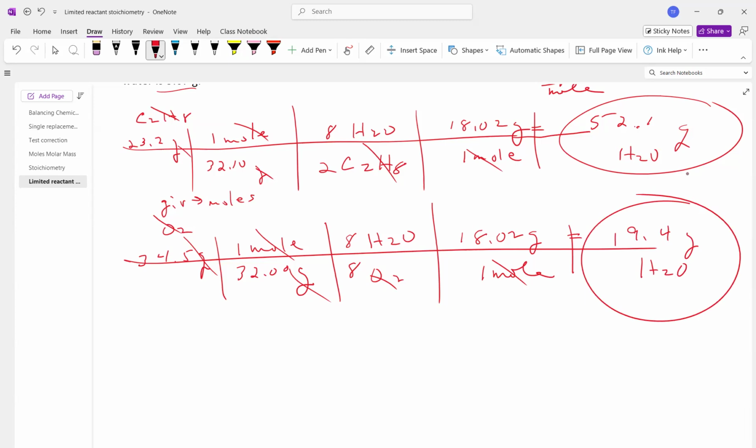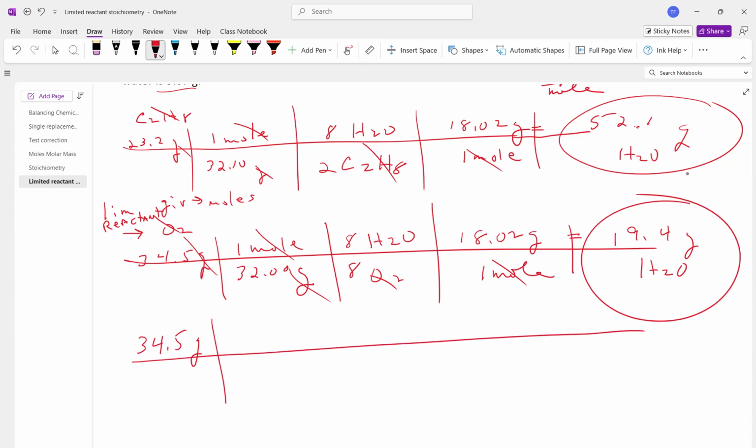Okay, so the oxygen is the limiting reactant. That means we're going to have excess ethane. How do we calculate how much ethane is actually used? Okay, we're going to start with our limiting reagent, which is the oxygen. So we start with 34.5 grams. And a lot of these numbers are reused again.